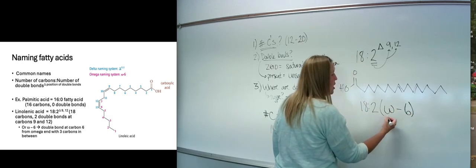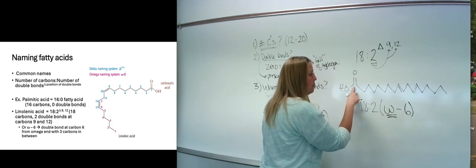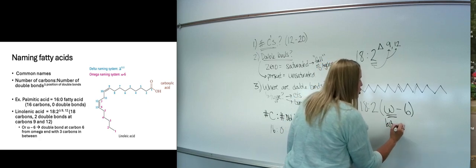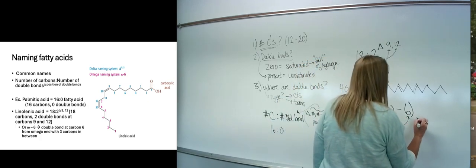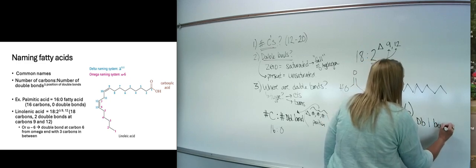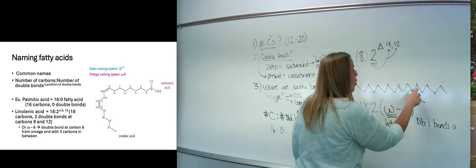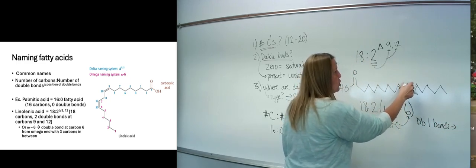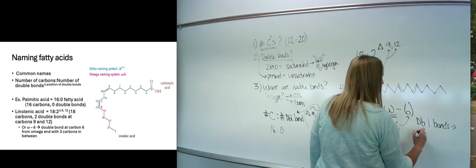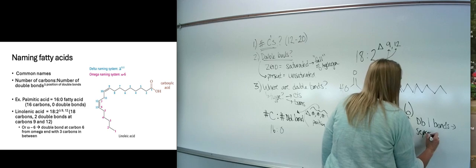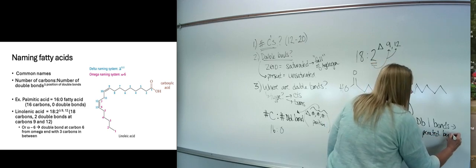And what this means is, rather than starting from carbon number 1, you start from the last carbon, count back 6, and then the double bonds are always in positions where they are 1, 2, 3. So there should be 2 single bonds in between the double bonds. Okay? So these are separated by 2 single bonds.